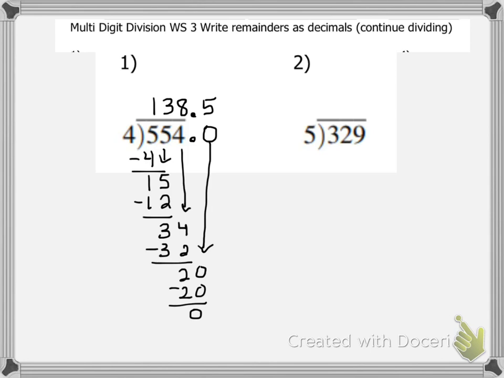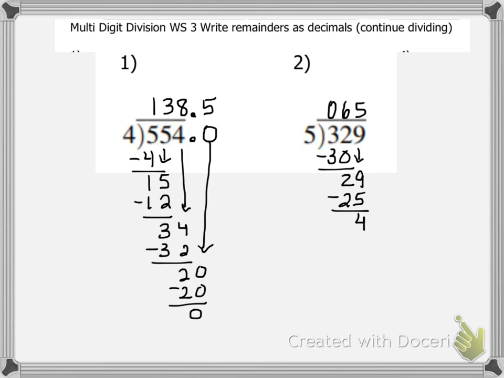329 divided by 5. So I can't make any groups of 5 out of the 3. But I can make 6 groups of 5 out of 32. 6 times 5 is 30. And when we subtract, we have a difference of 2. I'm going to bring the 9 down to make that 2 into a 29. 5 goes into 29 5 times. That's 25. And when we subtract, we have a difference of 4.